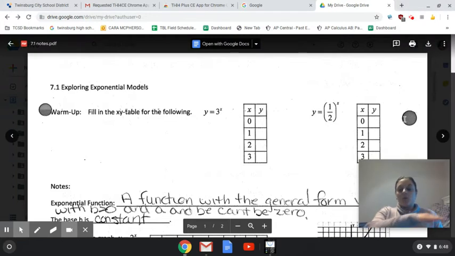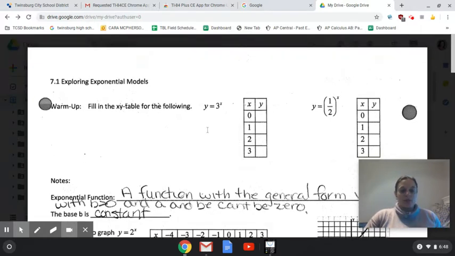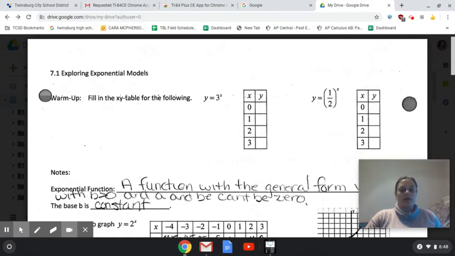Get rid of that. So really steep curve going up or a really sharp drop going down is an exponential growth or decay. So what we're going to start with, I'm not going to have you do the warm up, fill in the tables. Instead, I'm going to show you how we can do that together on your calculator.